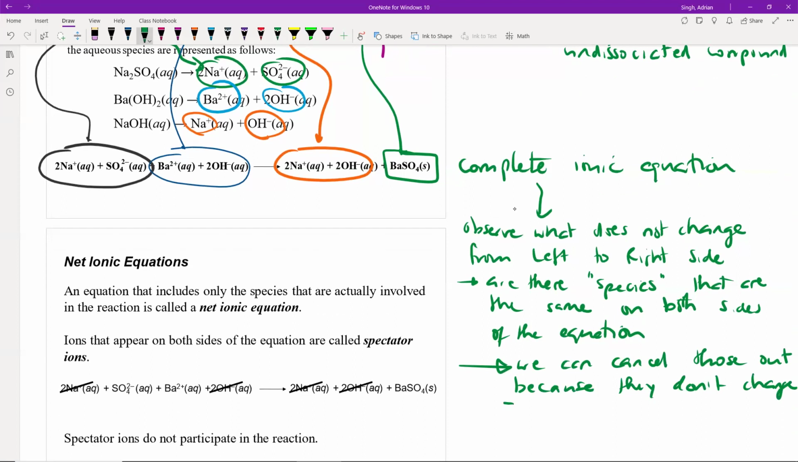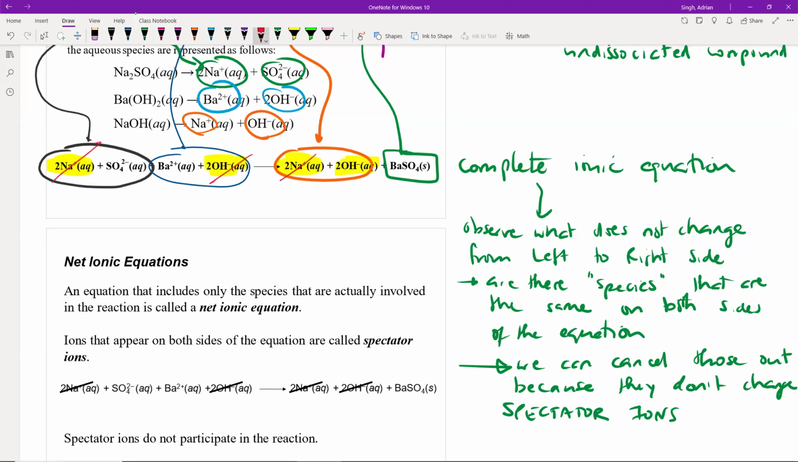So we refer to those as spectator ions. They're just looking, they're observing, they're spectating what's going on in the solution. So for example, in the one that we just looked at up here, on the left side of my equation, I have 2 Na plus. And on the right side, I also have 2 Na plus, right? So it's the same on the left, same on the right. That's a spectator ion. I also have 2 hydroxides on the right side. I have 2 hydroxides on the left. That is a spectator ion as well, because it's the same on the left side and the right side.